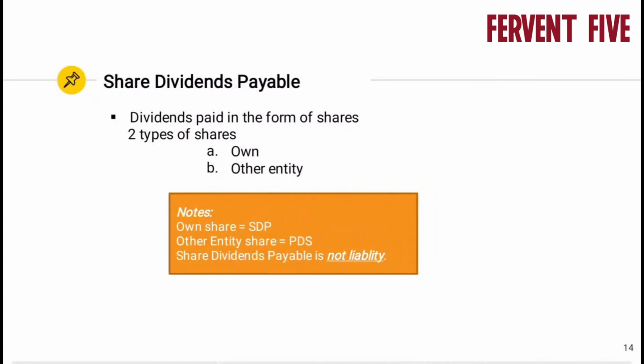Share dividends payable. These are the dividends paid in the form of shares naman. Merong 2 types nito. Una is yung own. Dito sa own, ito yung shares na nanggaling mismo sa isang corporation. And yung other entity naman, nanggaling sa ibang corporation yung share. So, share dividends payable, hindi siya isang liability kasi yung share dividends payable is a transfer of retained earnings or yung pagdidistribute ng share ng isang corporation sa mga shareholder.